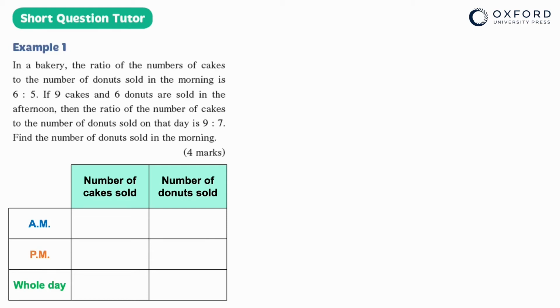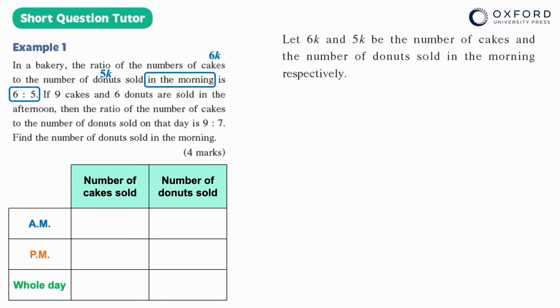In this short question tutor, I will show you how to solve a question about ratio by an alternative method. In a bakery, the ratio of the number of cakes sold to the number of donuts sold in the morning is 6:5. That means we can let 6k be the number of cakes and 5k be the number of donuts. We just simply multiply each value in the ratio by k. This is called the k method, and 1 mark will be given for using it.